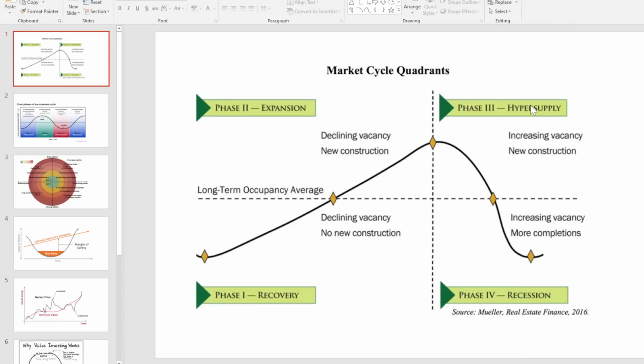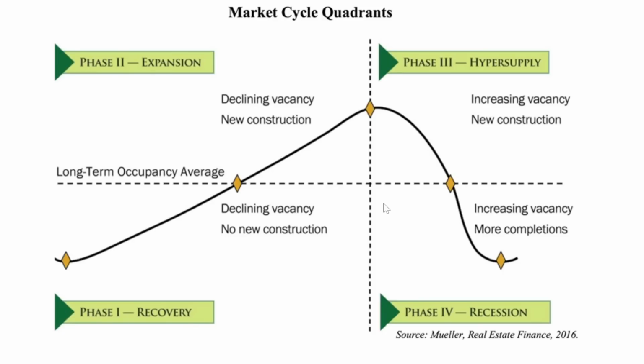So how do you do it? What's the whole deal? So this is what you need to become an expert on. So this is the real estate cycle. There are 4 phases. I'm just going to go over it really quick just to get everyone up to speed. The 4 phases are recovery, expansion, hypersupply, recession.